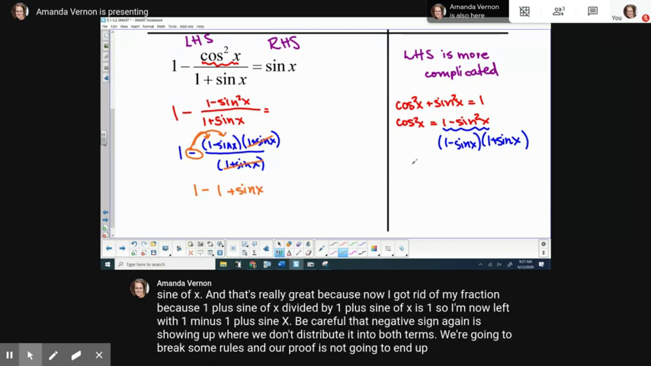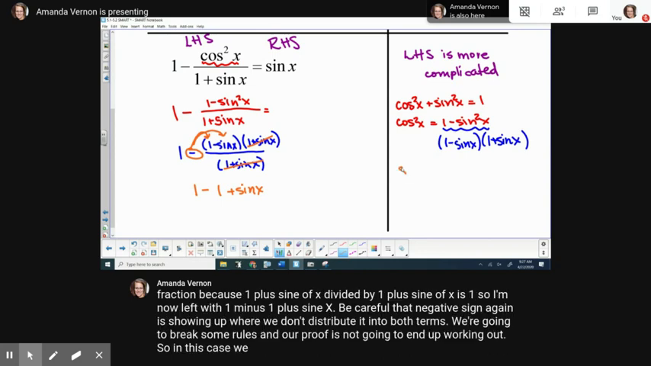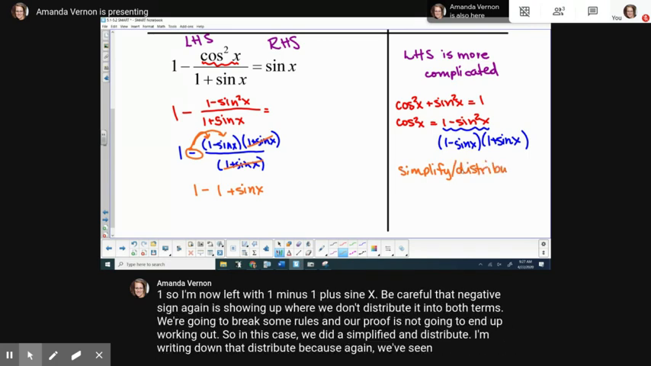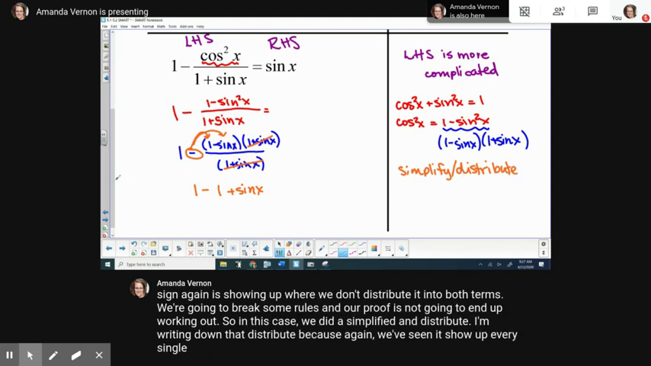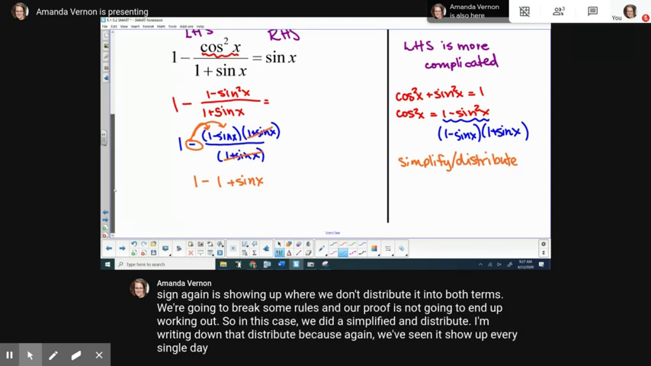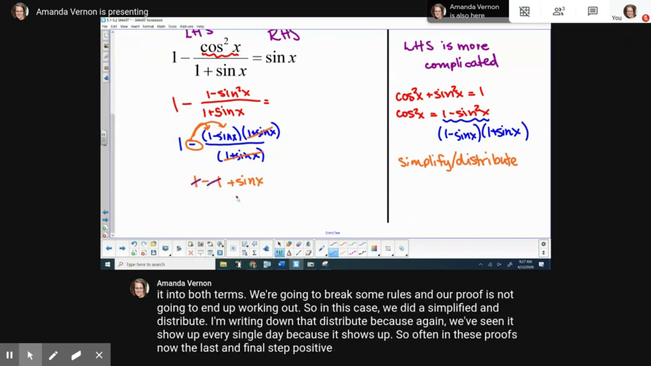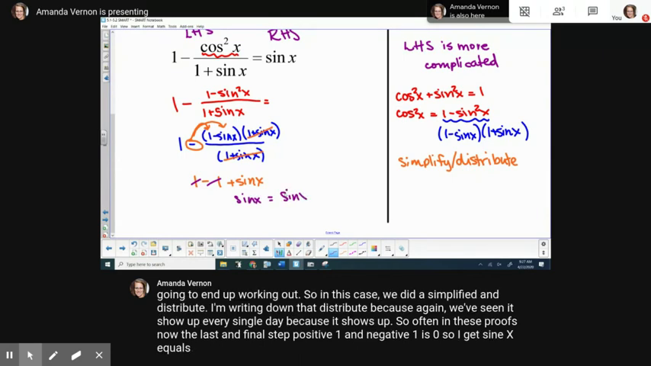So in this case, we did a simplify and distribute. And I'm writing down that distribute because, again, we've seen it show up every single day because it shows up so often in these proofs. Now, the last and final step, positive 1 and negative 1 is 0, so I get sine x equals sine x. And just like that, we have finished the proof.